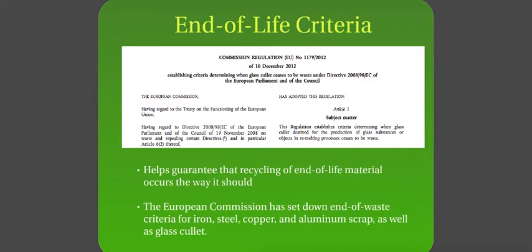End-of-life criteria specify when certain waste ceases to be waste and obtains the status of a secondary raw material. In general, its purpose is to guarantee that recycling of end-of-life material occurs the way it should, upcycling versus downcycling. To date, the European Commission has set down end-of-waste criteria for iron, steel, copper, aluminum scrap, as well as glass cullet. The Commission may in the future develop end-of-waste criteria for additional waste streams such as paper, plastics, aggregates, organics, and waste-derived fuels.